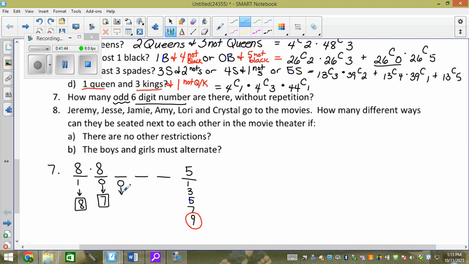Then we have 0 to 6, which is 7. 0 to 5, which is 6. And 0 to 4, which is 5. I should have this answer memorized because I think I've given this exact one a lot. 67,200.